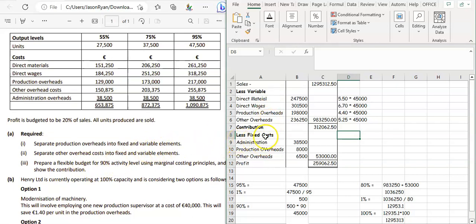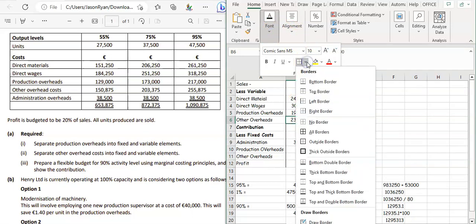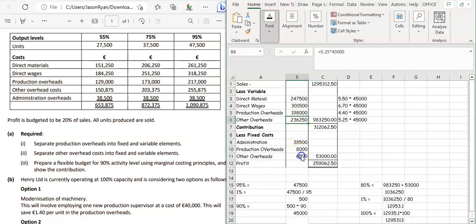And then your fixed costs, so you've got administration, and then we've got the fixed costs from part 1 and 2, which are your production overheads and your other overheads. So you get all those figures and we add the two of them together. They're going to make up 80%. So your total variable costs and your total fixed costs make up 80%. So if you know what 80% is, then you can calculate what your 100% is. That's going to help you calculate your contribution because you need that for the question.